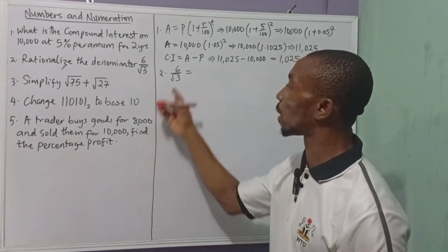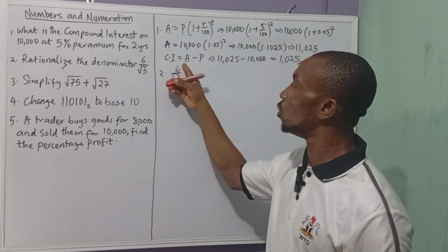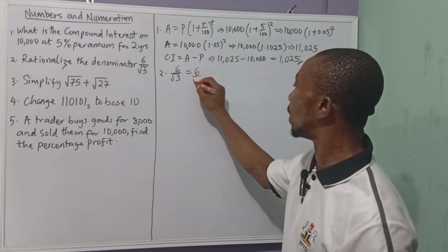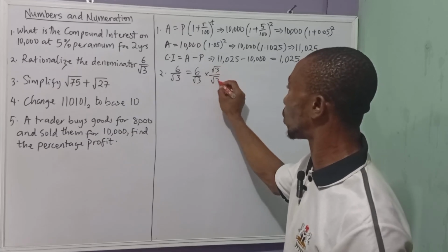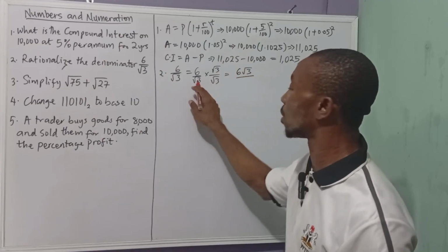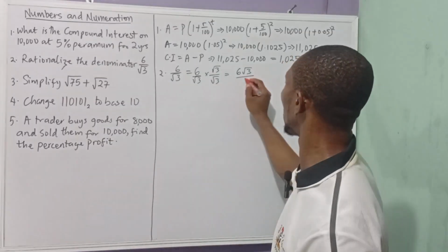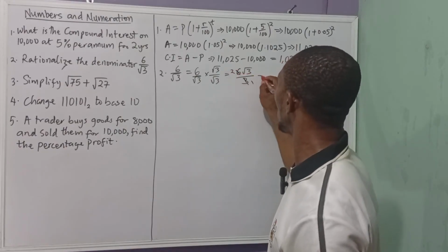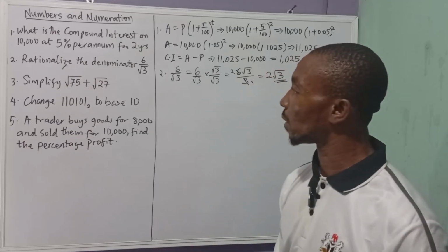And in doing that, we multiply the numerator and the denominator by root 3. So this becomes 6 over root 3 times root 3 over root 3. So this gives us 6 root 3 all over 3 root 3, which gives us 9. Root 9 will give us 3. Okay, so 3 into 6, 2. So this breaks down to 2 root 3 as our final answer.